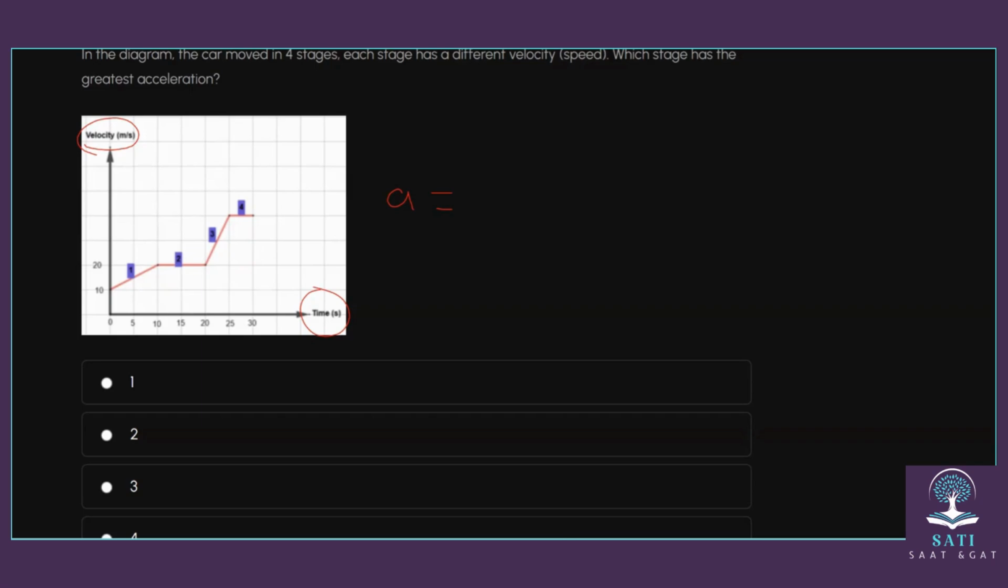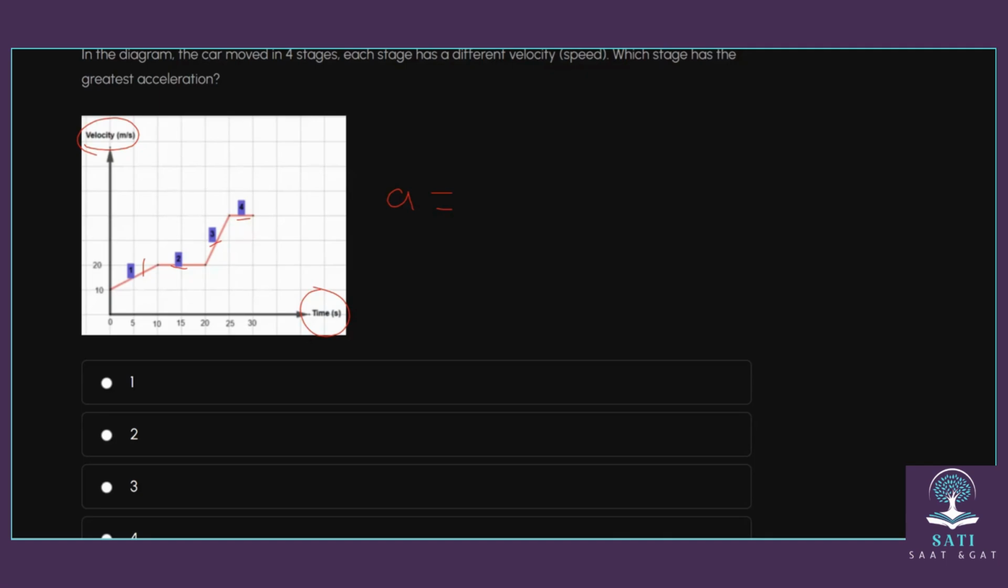So that means now I find the slope of each line. Here I have a line on 1 and on 2 and on 3 and on 4. I have 4 lines or 4 segments. Each one now has a slope. The greater the slope a line has, the greater the acceleration it represents. So the slope here represents the acceleration.